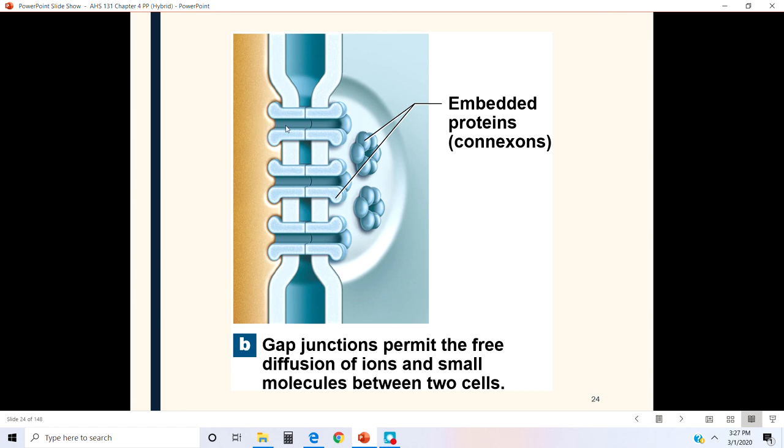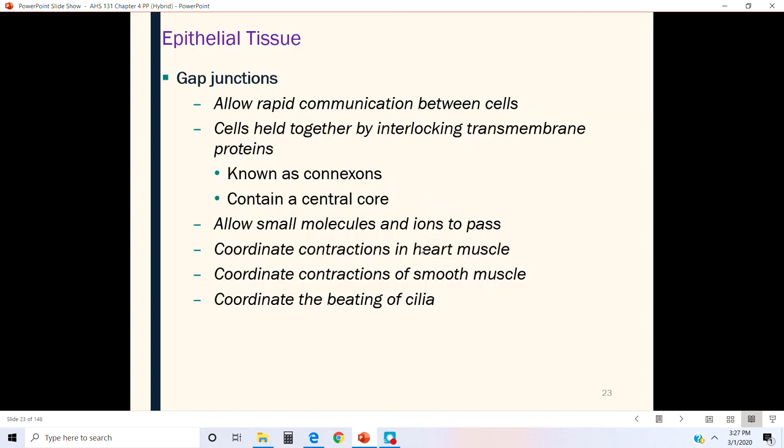It allows for communication, and that's necessary, we'll see, to control the coordination of the heart muscle. As you go into A&P 2, you'll learn this. It coordinates the contraction of smooth muscle. It even coordinates the beating of cilia. Remember I said before, when cilia have fluid or debris on them, they'll start to beat in unison? Well, it's these gap junctions that coordinate that movement of the cilia.